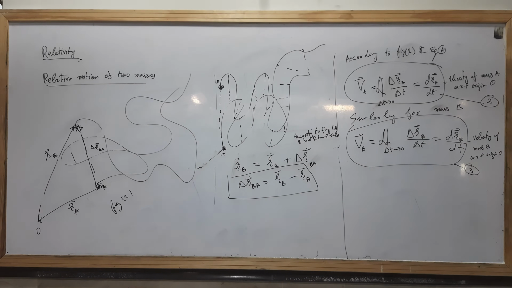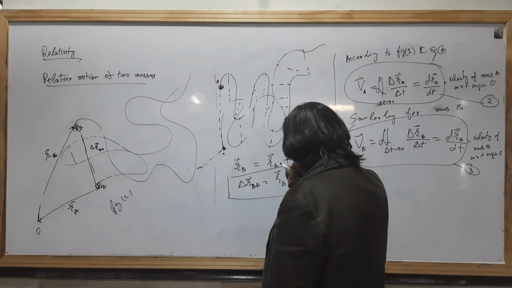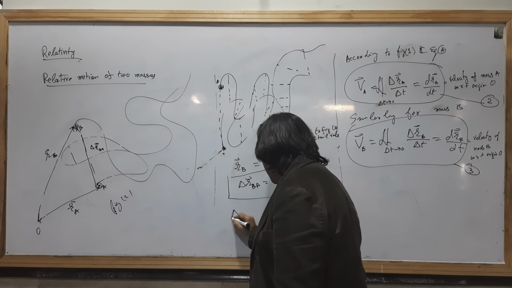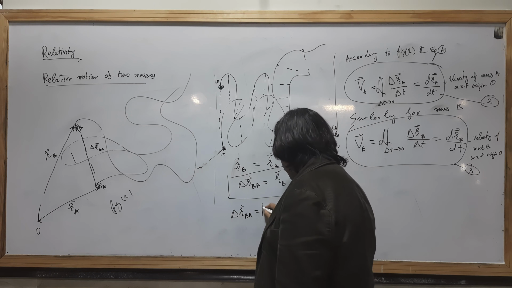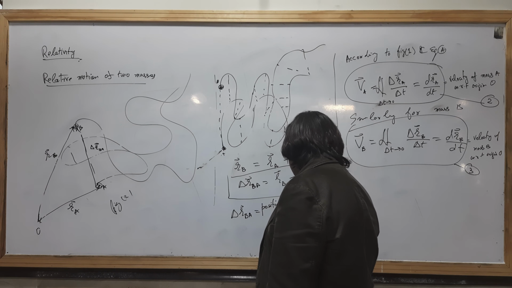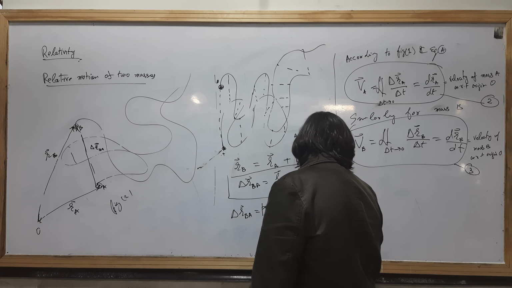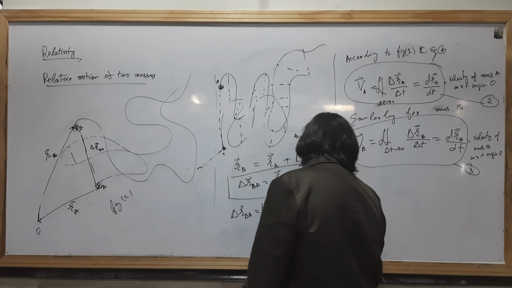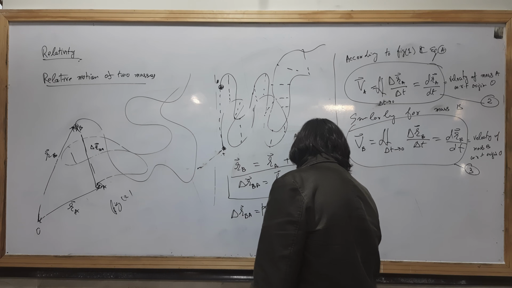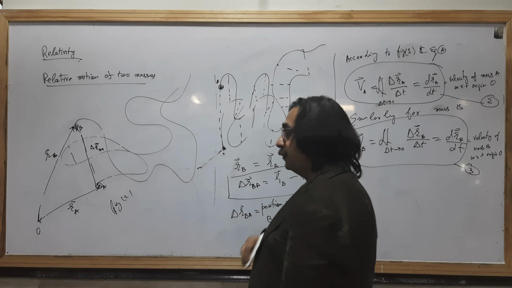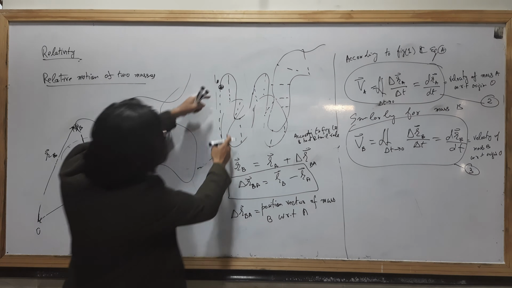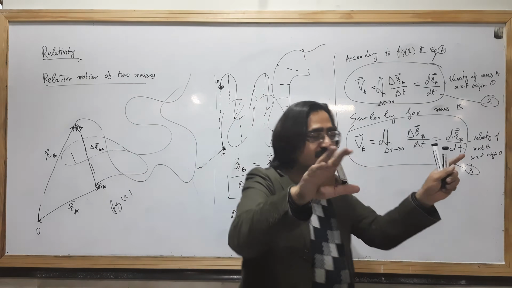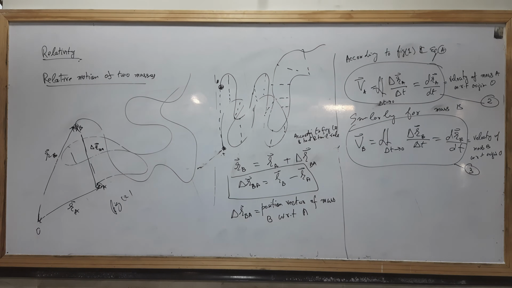This will be equal to this. And this delta R_BA, what is it? It is the position vector of mass B with respect to A, and this is changing according to equation 3. It is changing with the passage of time. That will be a function of time.